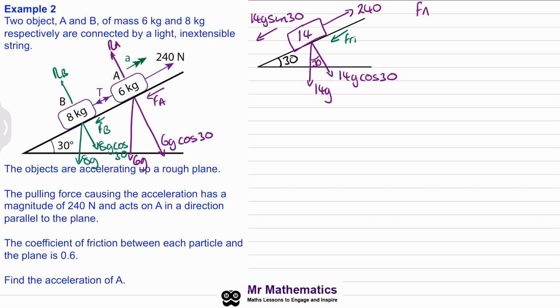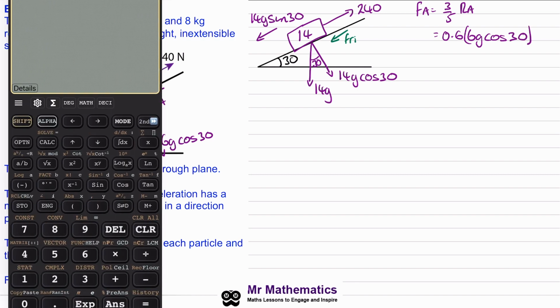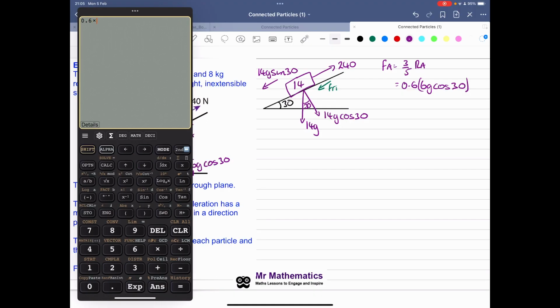So the friction at A will be mu, which we're told is 0.6, so 3/5 of the normal reaction. So this will be 0.6 multiplied by 6g cos 30. We can work this out as 0.6 times 6 times 9.8 times cos 30, and this will give us 30.55 newtons.